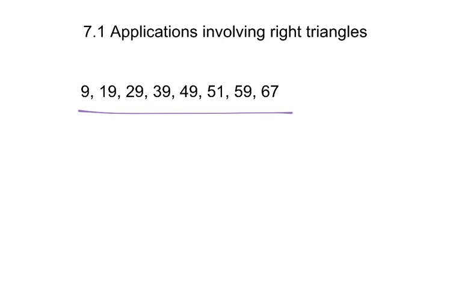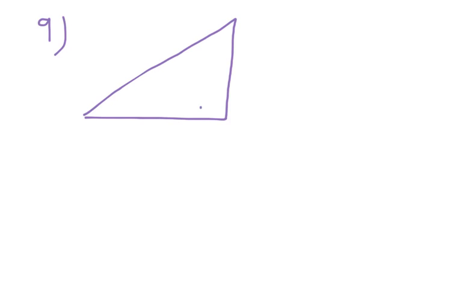Okay, the first one is number 9. And they gave you the triangle. The right triangle looks something like this. And you have 12 and 5. So you should know the hypotenuse is 13. And you just fill in SOHCAHTOA. And they're looking for the values given this angle here.